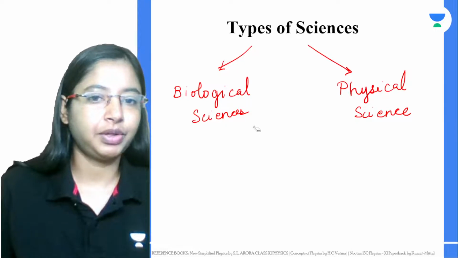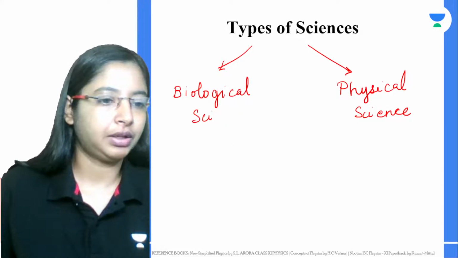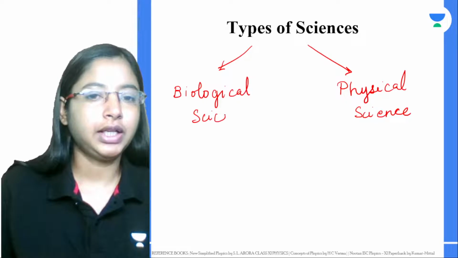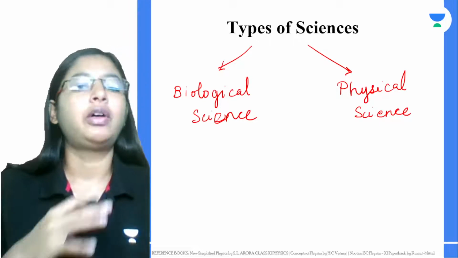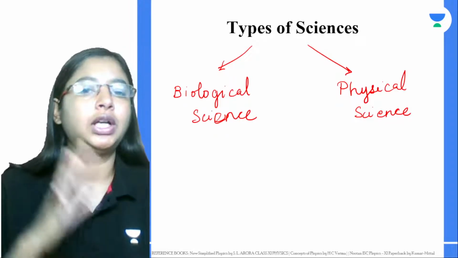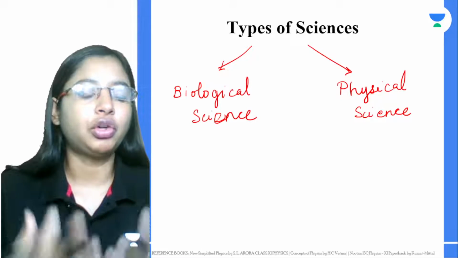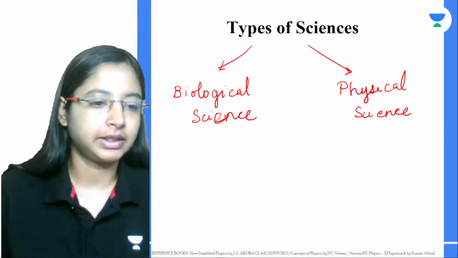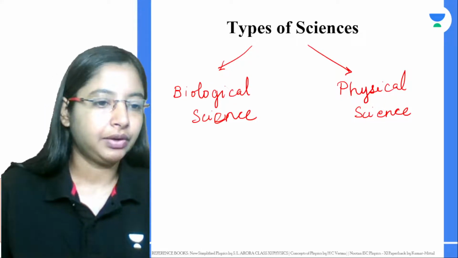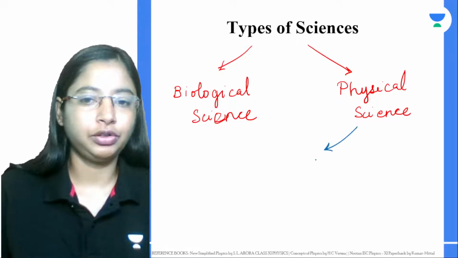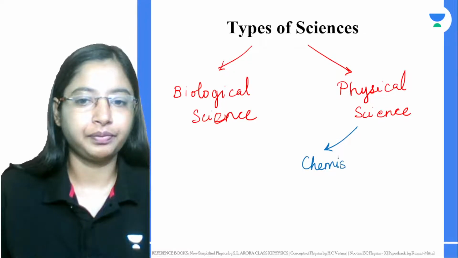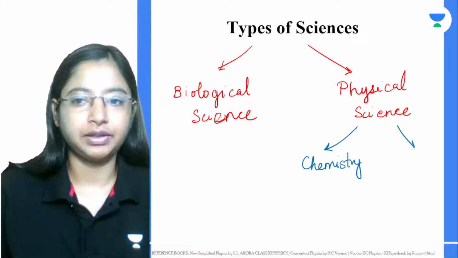It just talks about the nature of living organisms. All of your botany, zoology, all of it comes under biological science. Now, physical science is again divided into two branches. One is chemistry, another is physics.